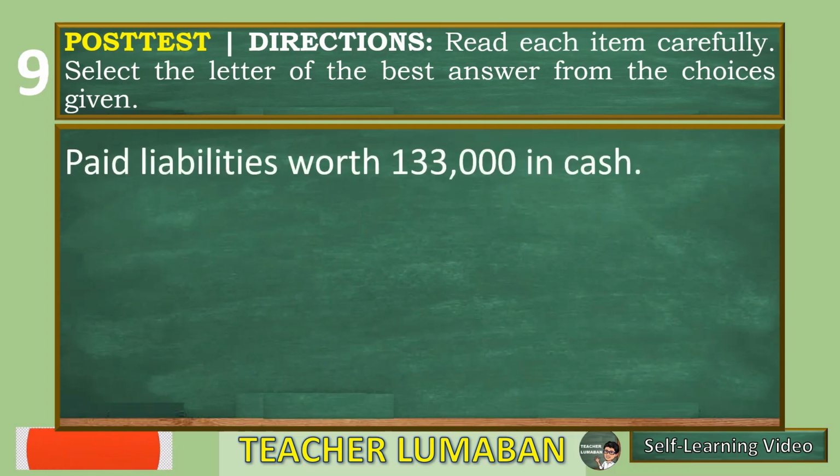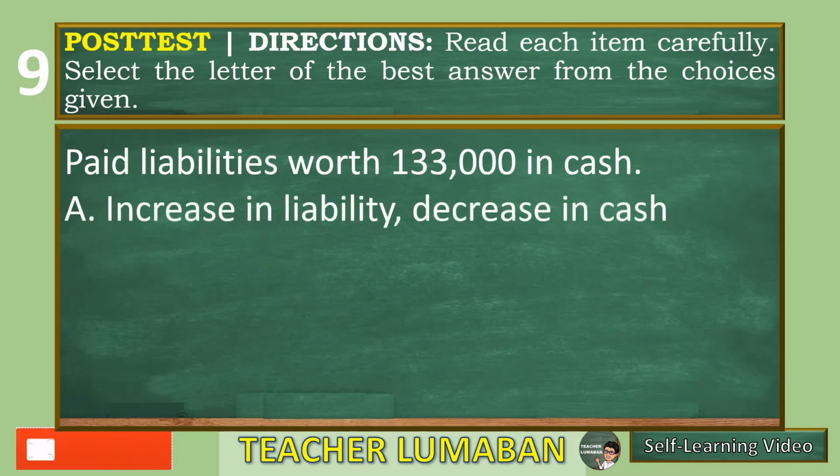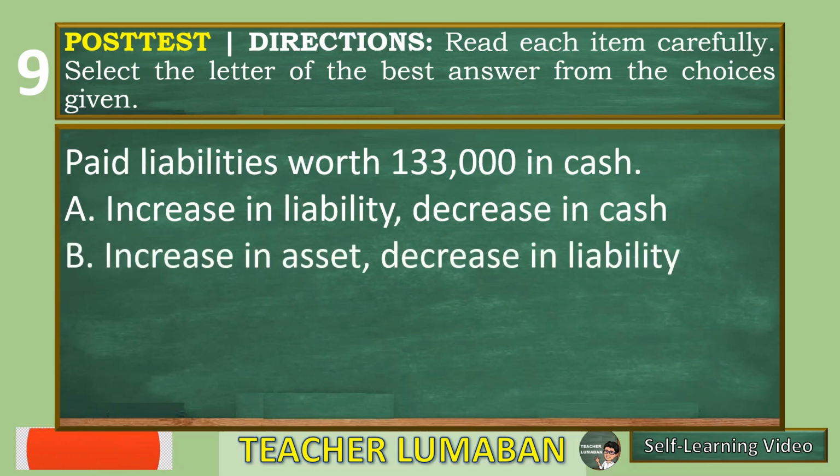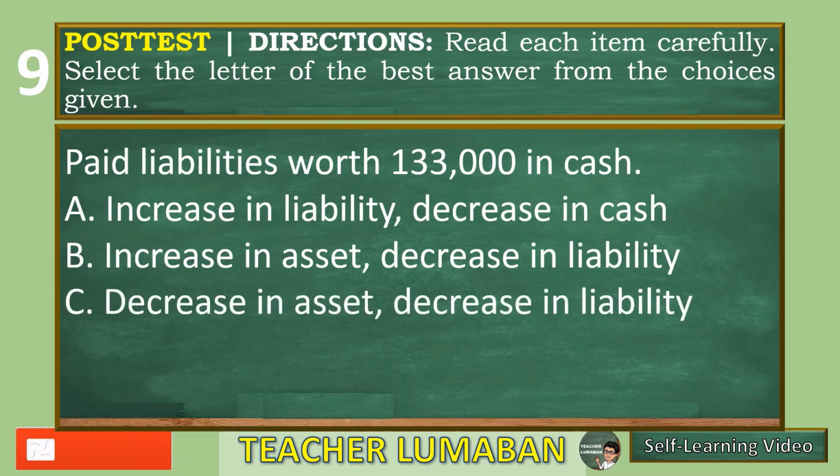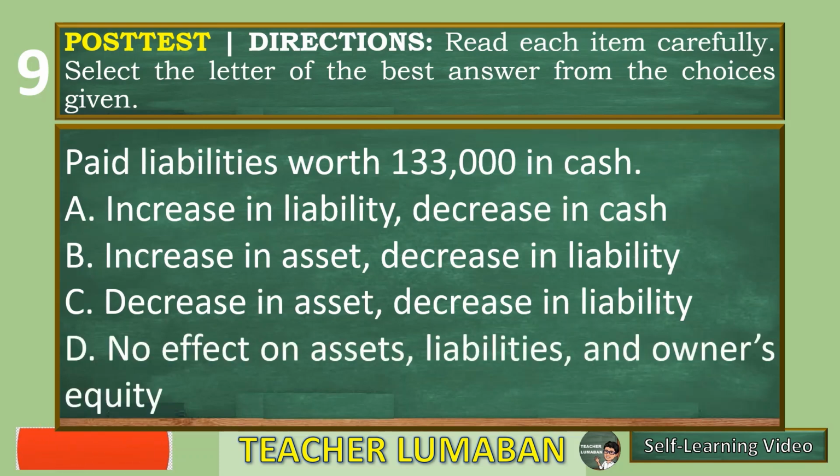Paid liabilities worth 133,000 in cash. A. Increase in liability, decrease in cash. B. Increase in asset, decrease in liability. C. Decrease in asset, decrease in liability. D. No effect on assets, liabilities, and owner's equity.